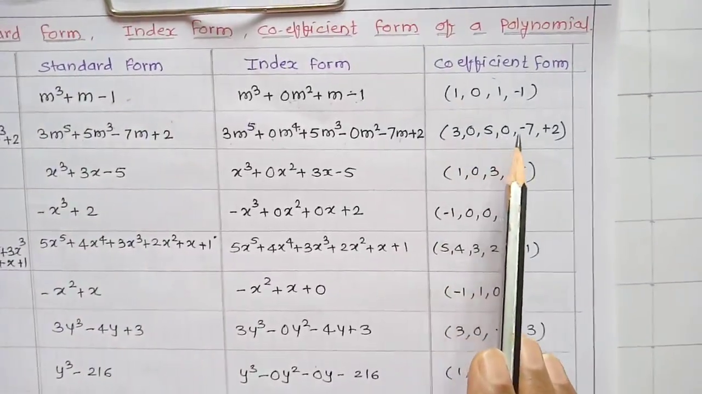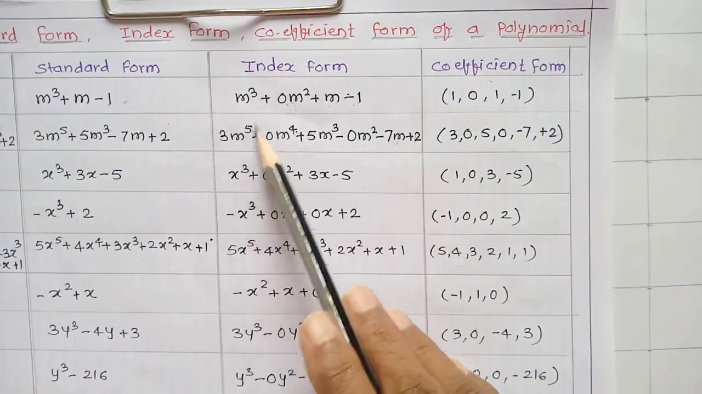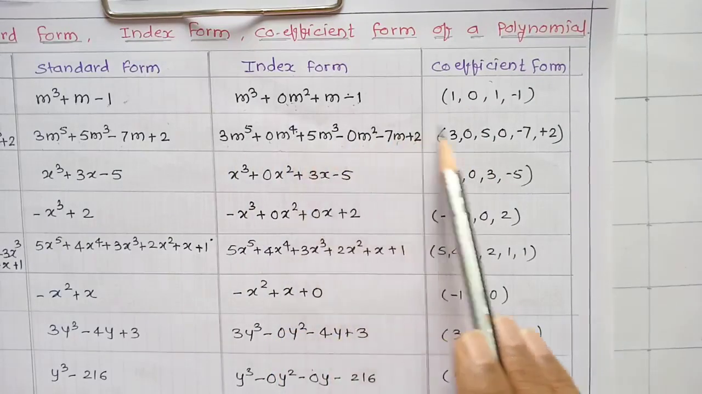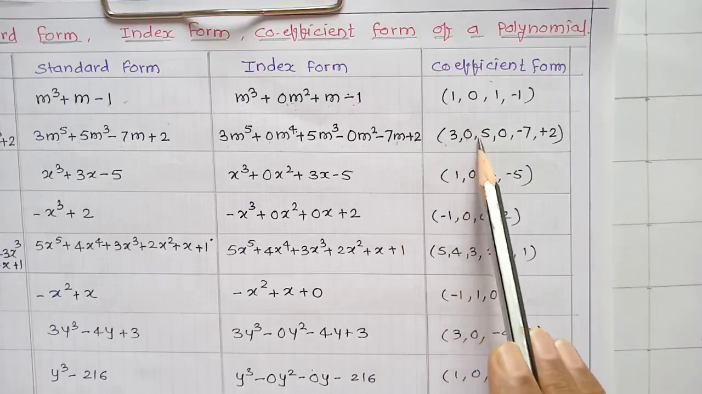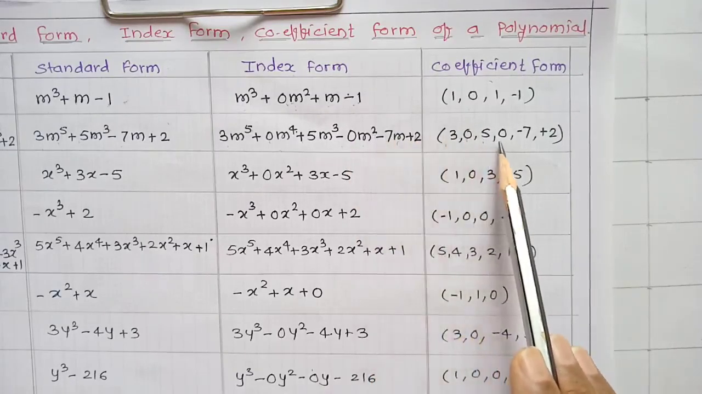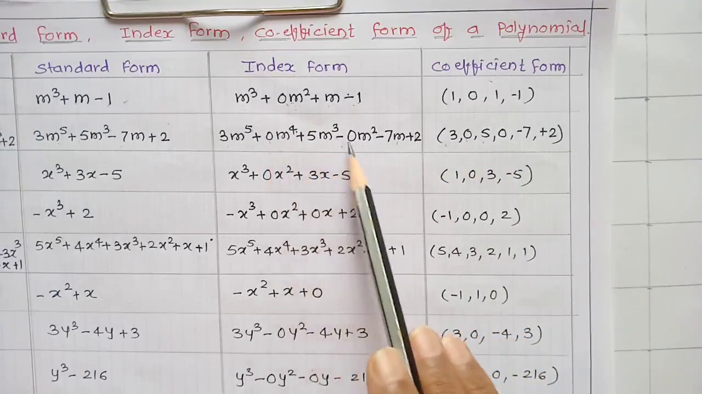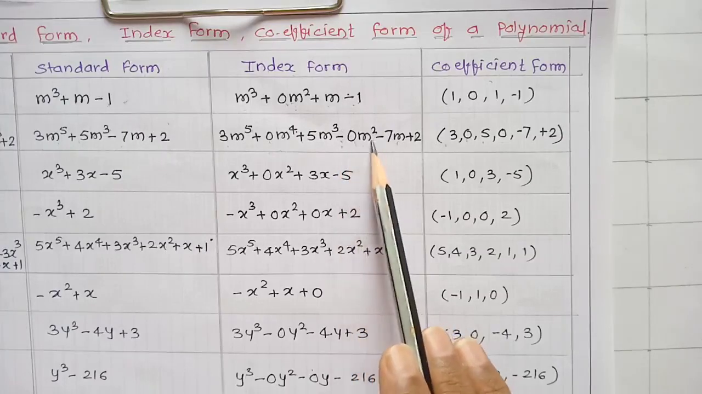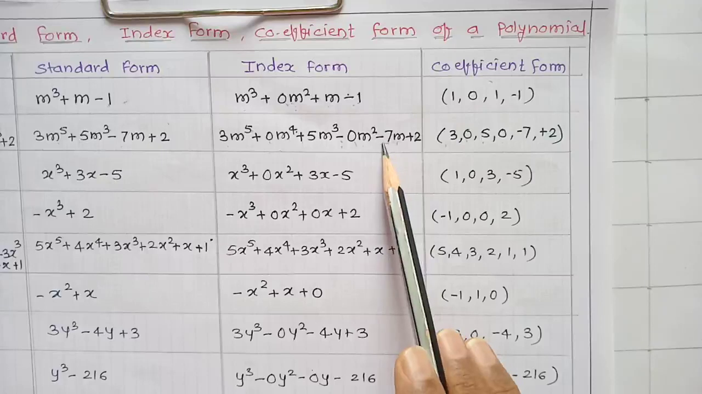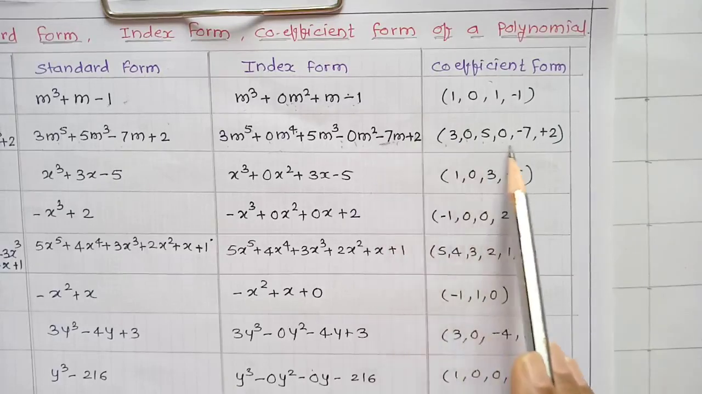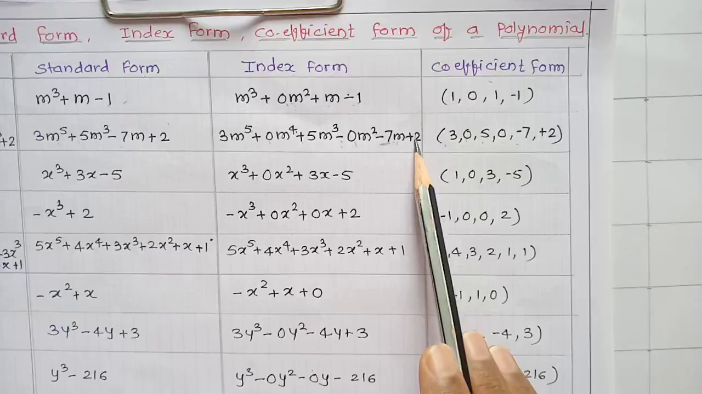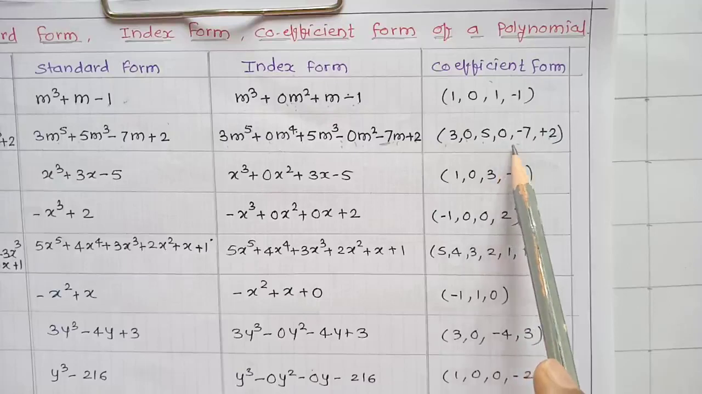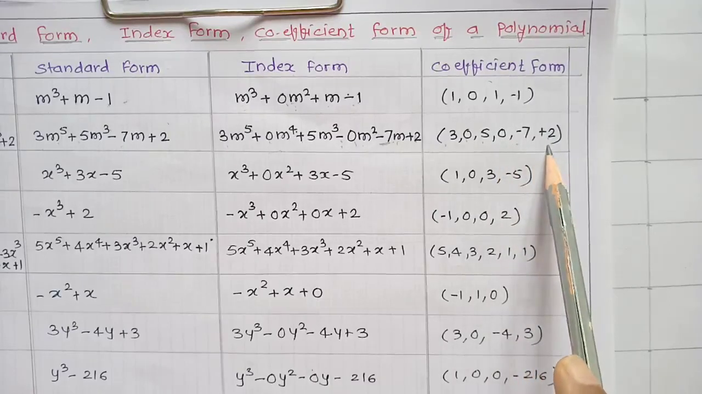Now we will see the coefficient form. For m raised to 5 the coefficient is 3, so we have written 3 here. For m raised to 4 the coefficient is 0. For m cube the coefficient is 5. For m square the coefficient is 0. There is no sign for 0. 0 is neither positive nor negative. So if you put positive here, that will also do. For m the coefficient is minus 7, and for the last it is plus 2. So 3, 0, 5, 0, minus 7, 2 is the coefficient form.